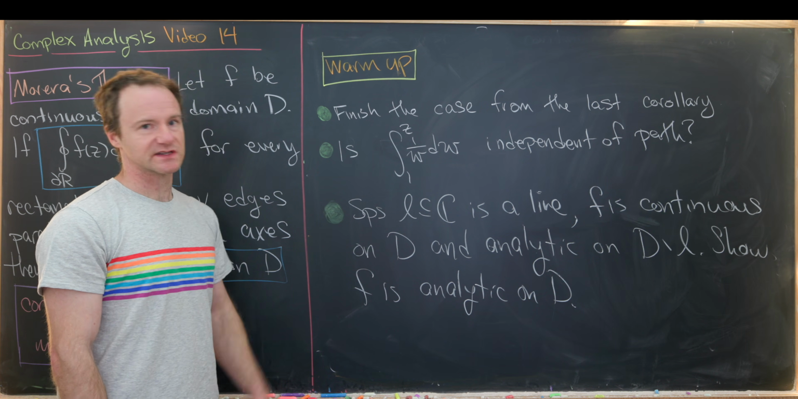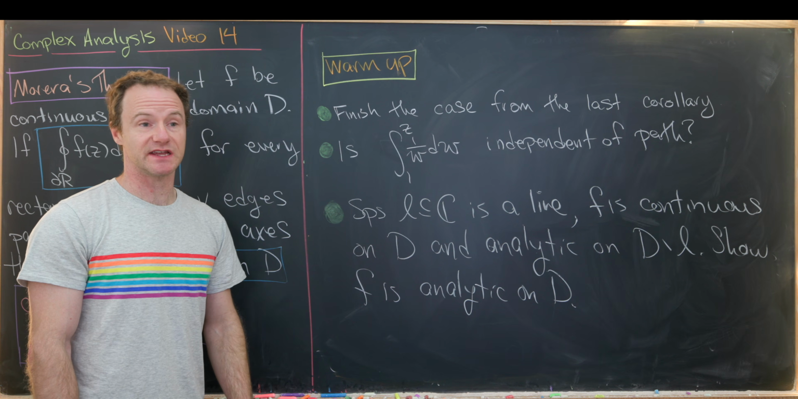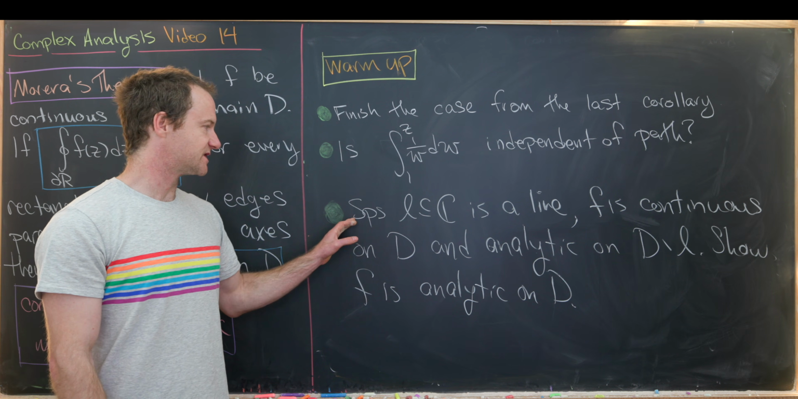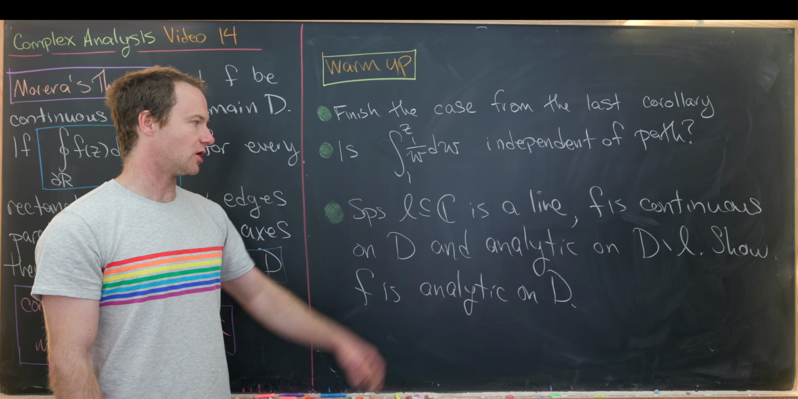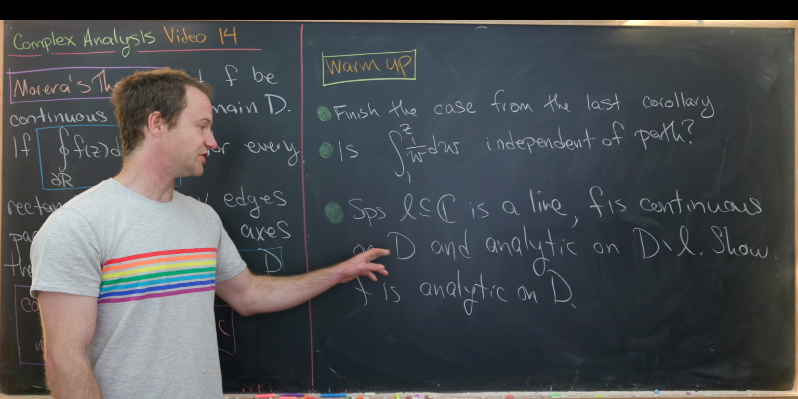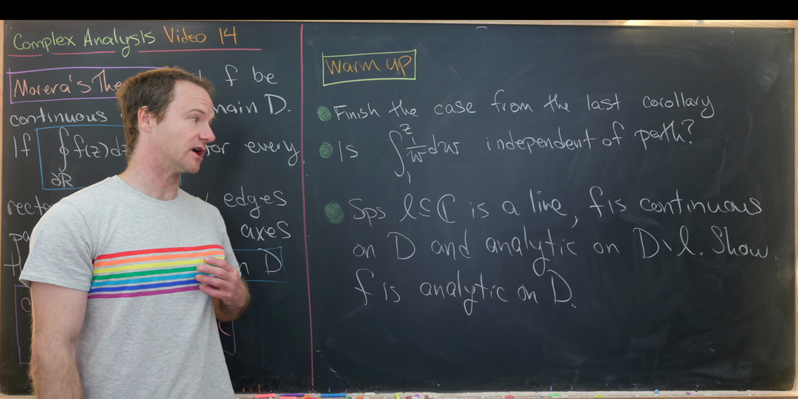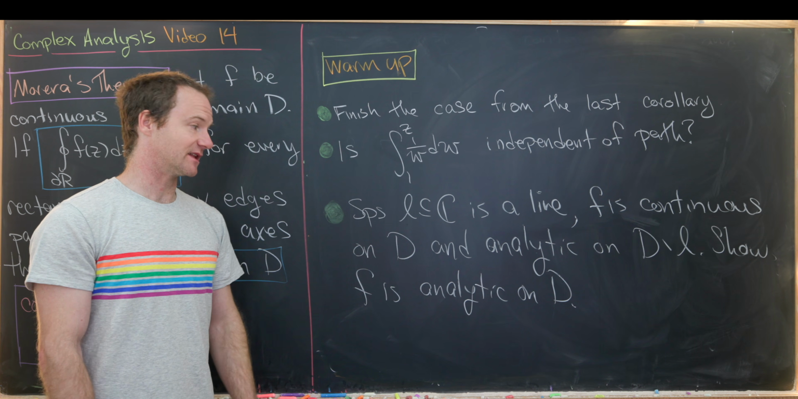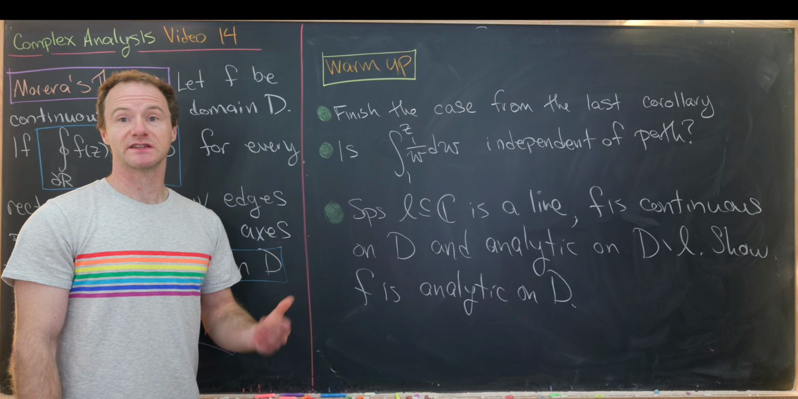And then the third one is a little bit of a generalization of this last corollary that we proved. And it says to suppose that we have a line which I'll call L, which is in the complex plane, and f is continuous on D and analytic on D minus L. Then you want to show that f is analytic on D. And that's a good place to stop.